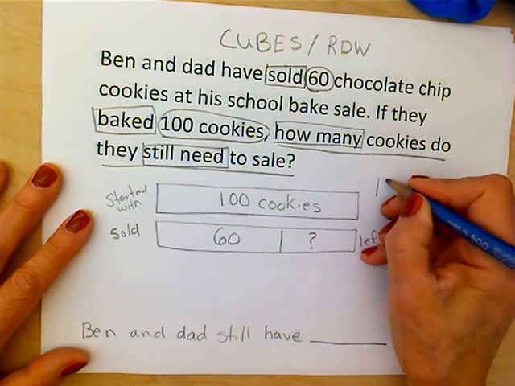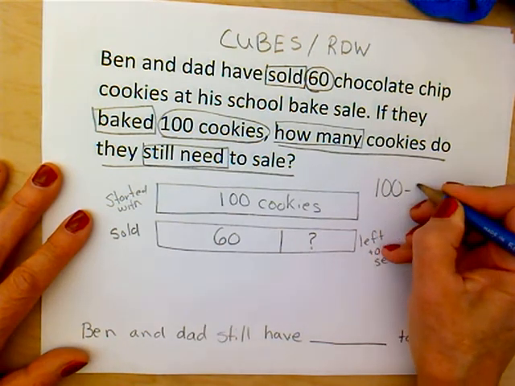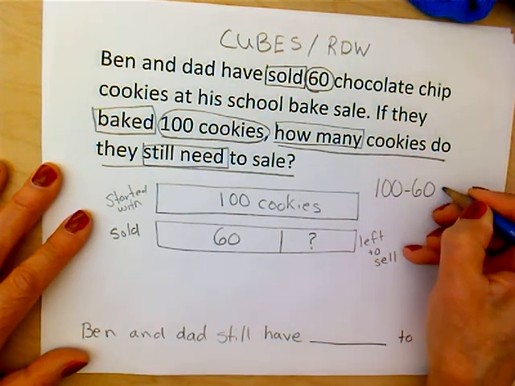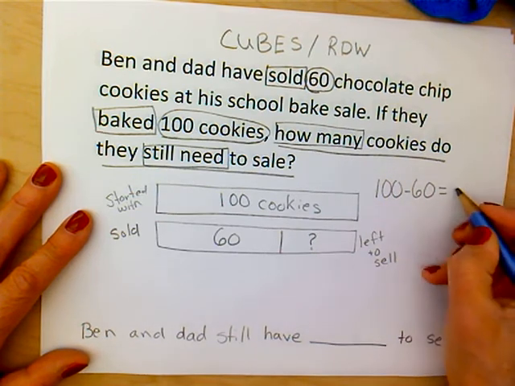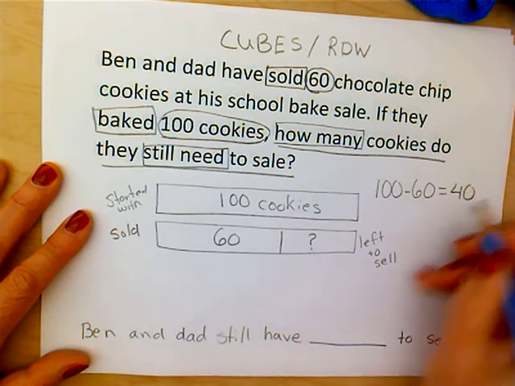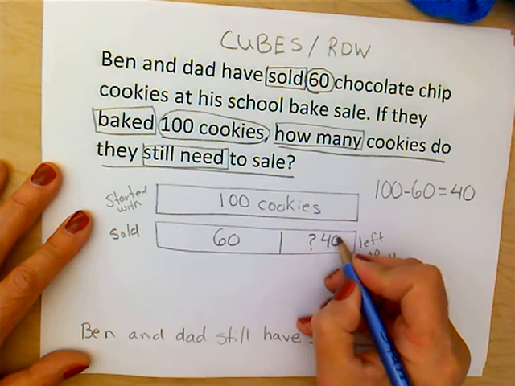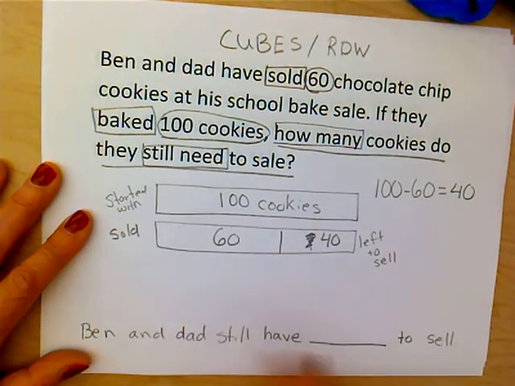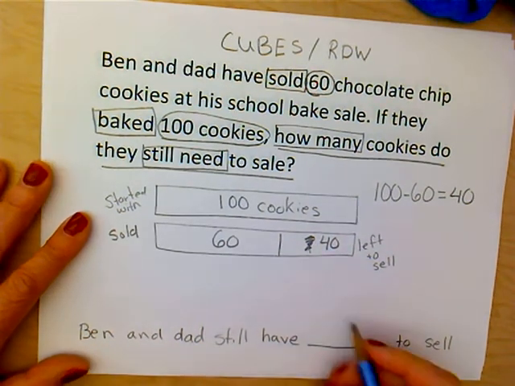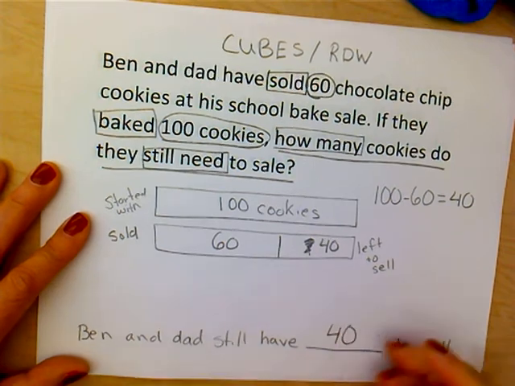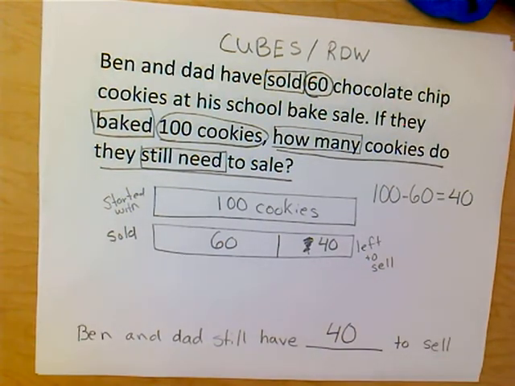Well, I hope your equation was 100 cookies, take away the 60 cookies that were already sold. 100 take away 60 would give you 40. So they have 40 left to sell. We answered our question. Ben and Dad still have 40 cookies left to sell.